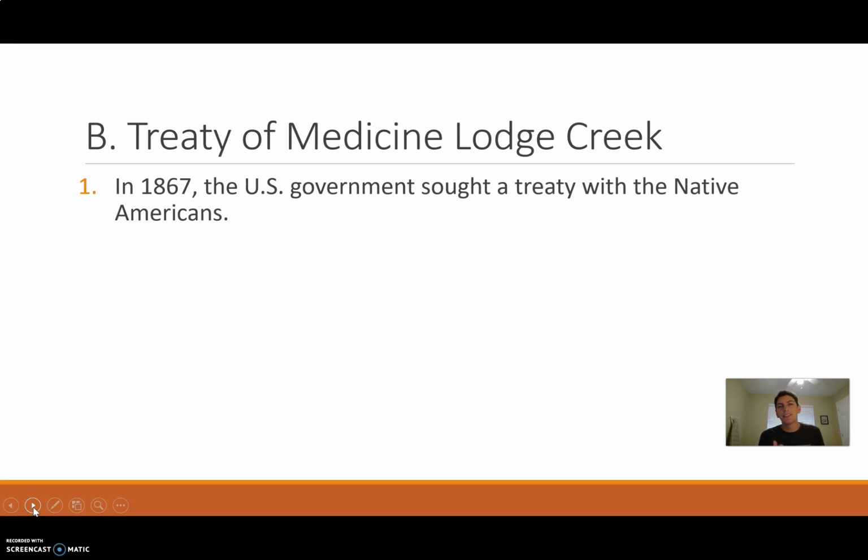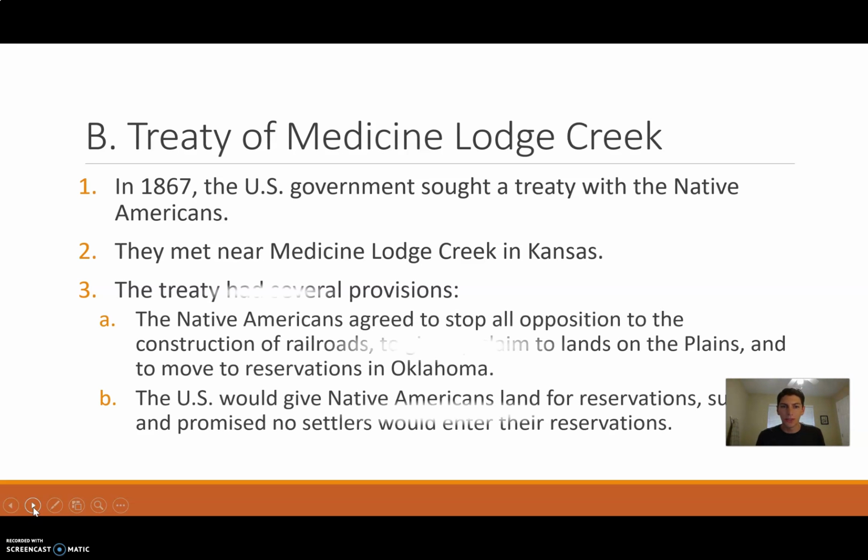And so the United States decided, instead of taking a forceful approach with the Indians, to try to do it diplomatically, meaning having talks or peace talks with the Indians. And so in 1867, the U.S. government wanted to make a treaty with Native Americans, and they met in a place in Kansas called Medicine Lodge Creek. And it was at Medicine Lodge Creek where they created the Treaty of Medicine Lodge Creek. Now, the treaty had 2 provisions, and if you remember, provisions are parts of a treaty.